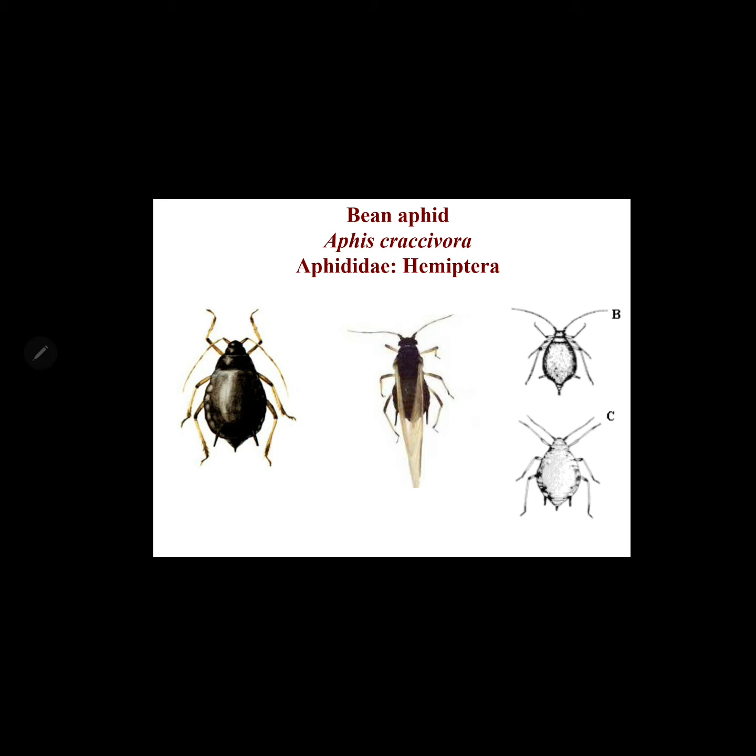Then another important pest is bean aphids, Aphis craccivora. It belongs to Aphididae and order Hemiptera. There are winged and wingless forms of these aphids, which reproduce parthenogenetically. Both nymph and adult suck the cell sap from the tender leaves and shoots, which results in twisting of leaves, poor pod development, devitalization of the plant and sooty mold.